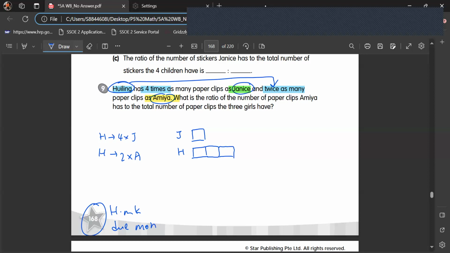Is it the same size? Okay, 3, hold on. 4. So Hui Ling is 4 times as many paper clips as Janice. So I get the first part settled. Then Hui Ling is twice as many paper clips as Amaya, meaning Amaya is supposed to be half of what Hui Ling has. How many units is that? 2. So Amaya is supposed to be half of what Hui Ling has. That means 2 units.